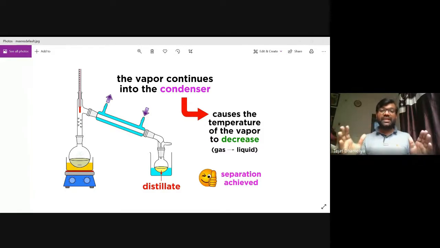Okay, so I hope that I am able to explain the principle and the schematic diagram of this distillation. The principle is the same: by increasing the temperature, the liquid solvent is converted into the vapor phase, the gaseous phase, and by decreasing the temperature, we can convert the gaseous phase back into the liquid phase.